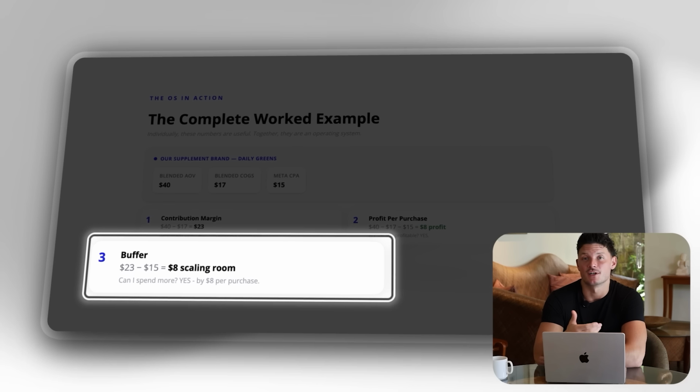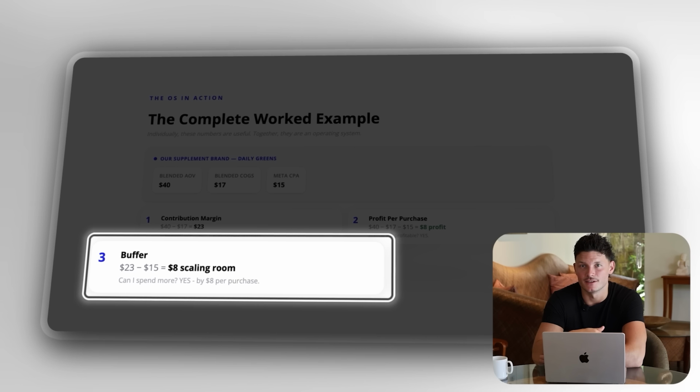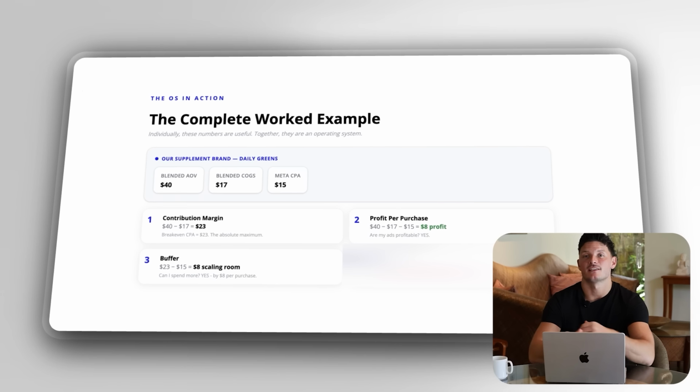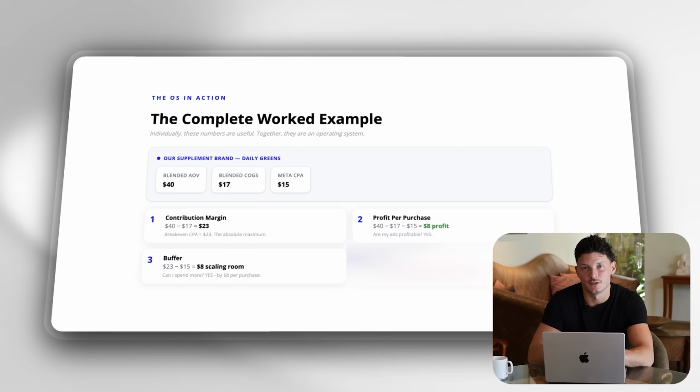So answering the second question, can we spend more? Our break-even CPA is $23. Our current CPA is $15. So our buffer is $8. That means performance can get $8 worse per acquisition before we start losing money. So technically, this is your scaling room.